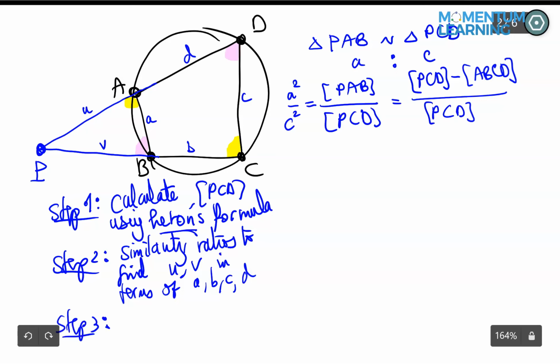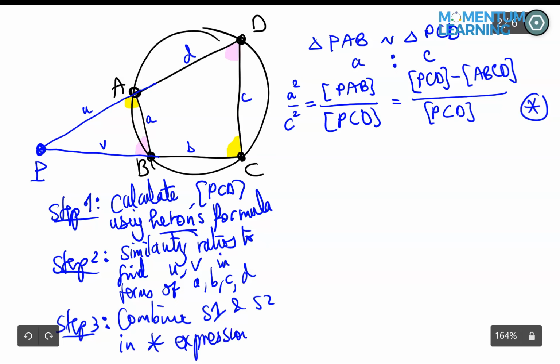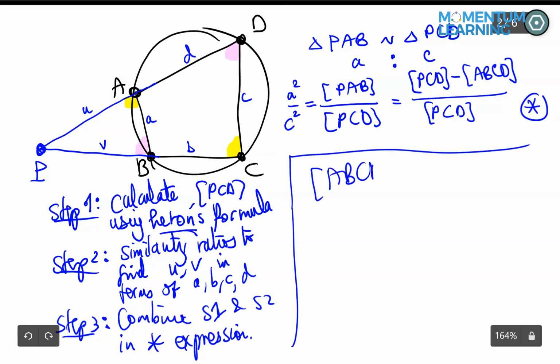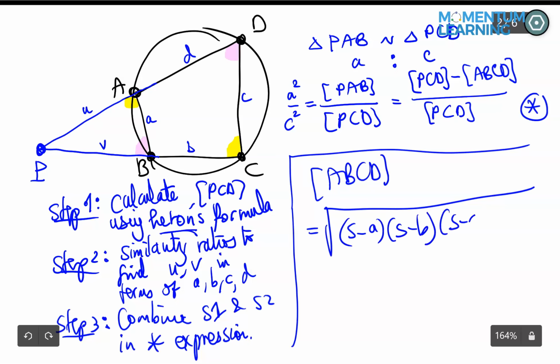Step 3, combine them into, let's call it, star. Combine step 1 and step 2 in the star expression. That's it. So if you follow these steps, it should be a straightforward matter to prove that huge result for cyclic quadrilaterals. Apparently, for ABCD, the area is simply the square root of (S minus A)(S minus B)(S minus C)(S minus D), only if ABCD is a cyclic quadrilateral.